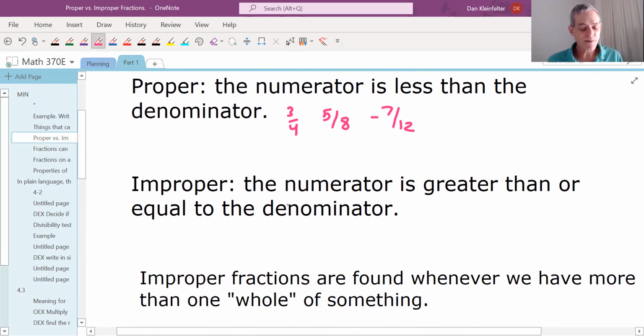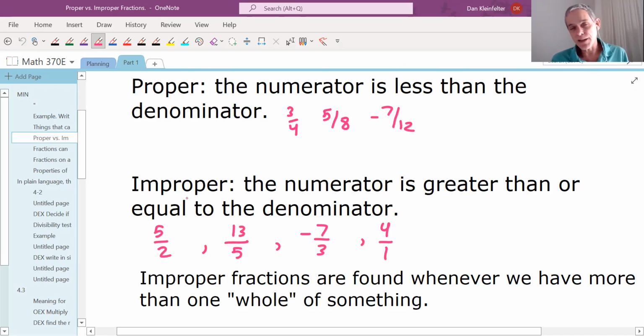Improper fractions have the property that the numerator is greater than or equal to the denominator. So examples would be 5/2, 13/5, -7/3, 4, right? Because you could always write 4 as 4/1. Any whole number can be viewed as a fraction, and when it is, it ends up being an improper fraction. In the improper fraction, the numerator is greater than or equal to the denominator.